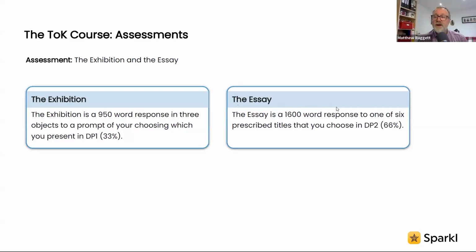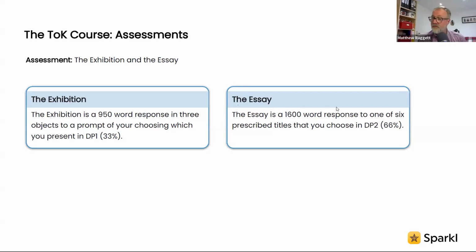And all you have to do here is choose 3 objects and justify your choice. Why do you think of these 3 objects when you read that prompt? And how are those objects related to the prompt? You have to explain yourself. So it's a job of clearly articulating your thought process.